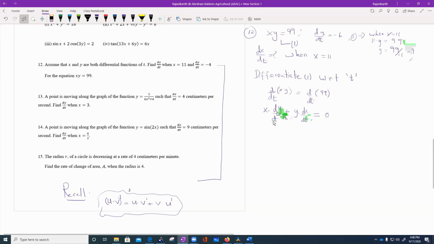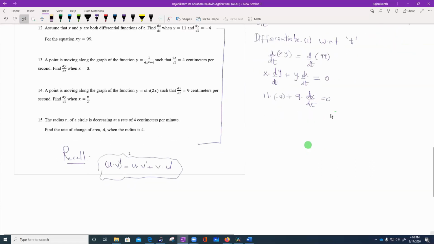So simply plugging in all the values here and finding dx over dt. x is 11, dy over dt is -4, plus y is 9 when x is 11. We don't know dx over dt, so this is my unknown, right? Now this is a simple equation. Solve for dx over dt. So that is -44 plus 9 times dx over dt, which equals 0. So move -44 to that side. I am solving for dx over dt. Therefore, dx over dt is simply 44 over 9. That makes sense? Yes. Okay.